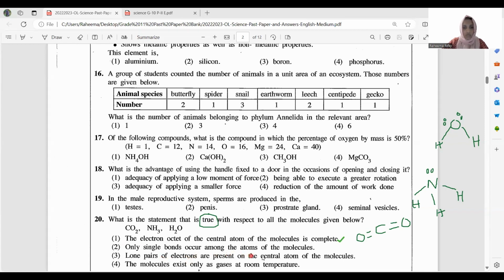Only single bonds occur among the atoms of the molecules. No, you can see carbon dioxide has double bonds. Lone pairs of electrons are present on the central atom of the molecules. We can see them only in nitrogen and oxygen, but not in carbon dioxide. The molecules exist only as gases at room temperature. No, you know water is not in the gas state. It is in the liquid state at room temperature.